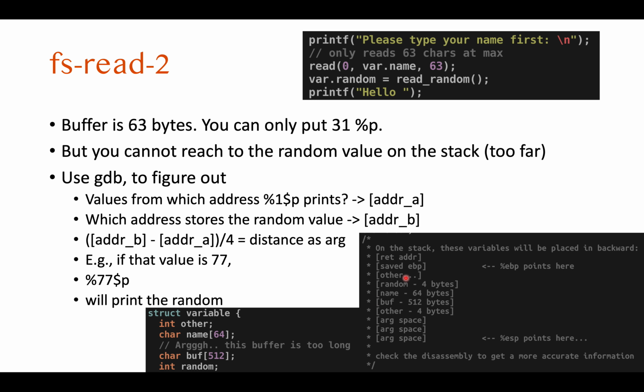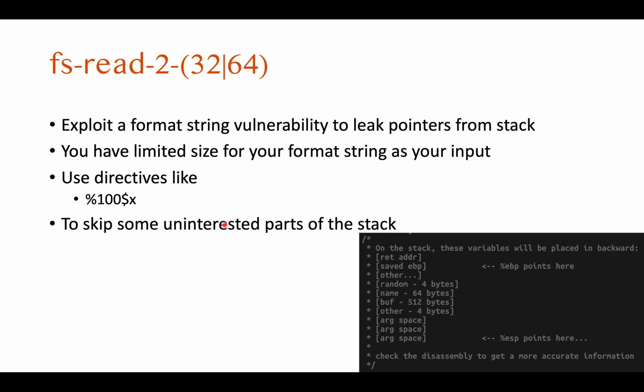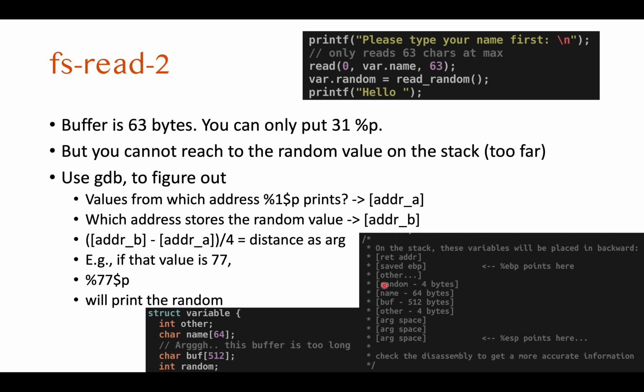That's impossible. So to do that, we can use the dollar sign directive to choose the argument. So we can skip the uninteresting part of the stack, and then we can directly pinpoint the argument number. If it is long, then it could be a big value, so 150 something. But if it is short, then it could be like 20, 30 something. But in this case, we need to skip around 600 bytes and then point at the random number stored in the stack.